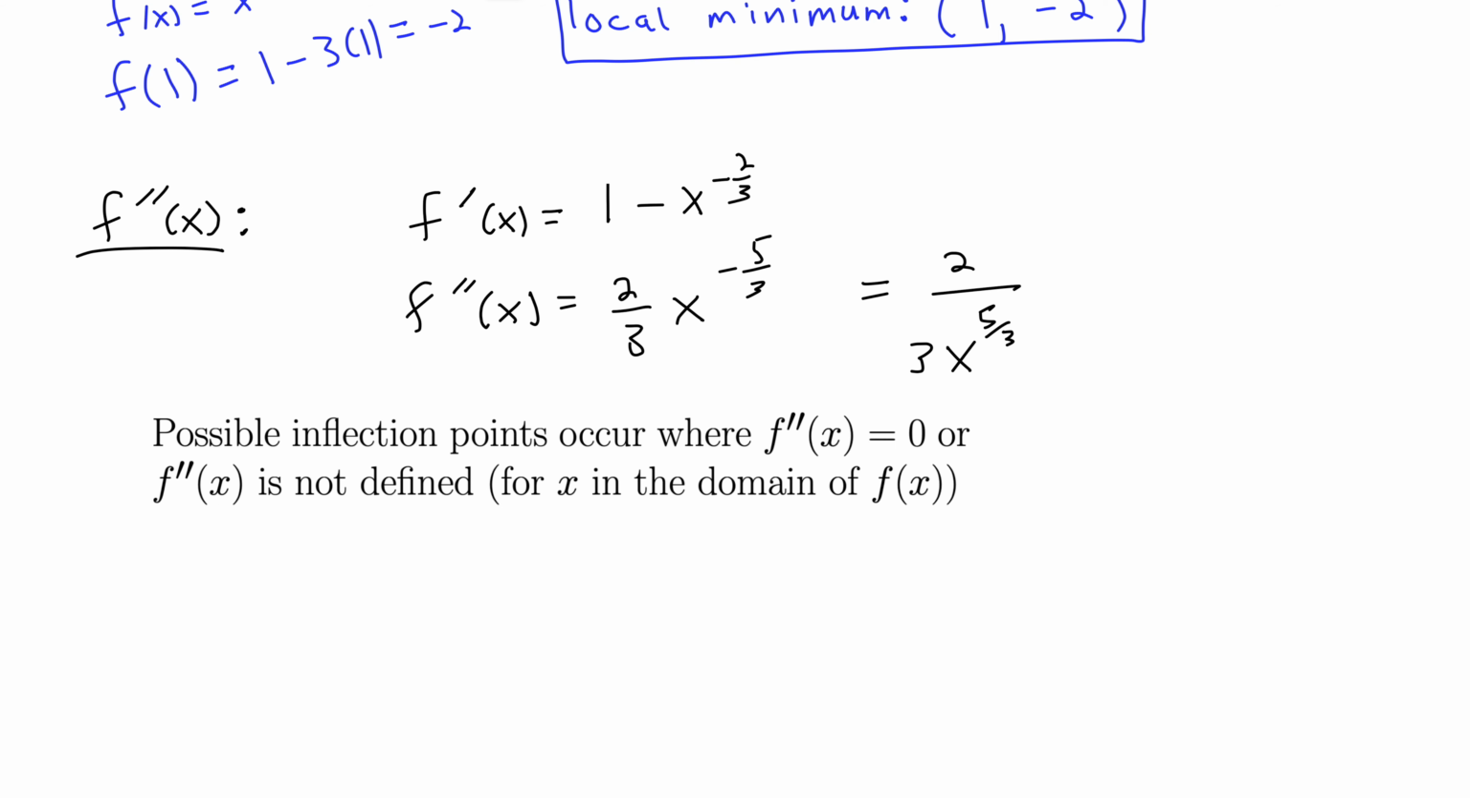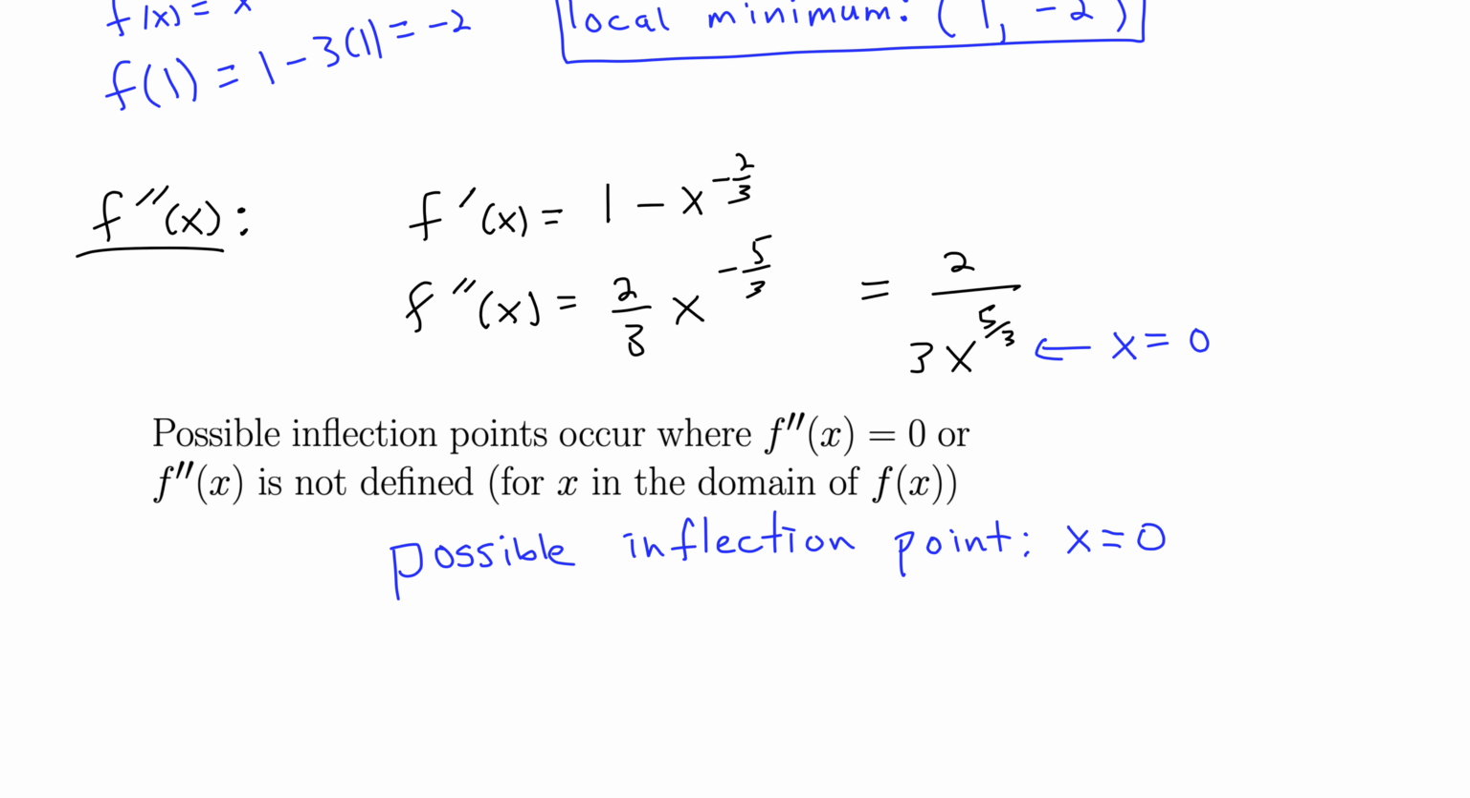Now with the second derivative, we're looking for possible inflection points, and those occur wherever the second derivative is either 0 or not defined. So here we can see this function is not defined at x equals 0. X equals 0 gives us a 0 in the denominator, so the function is not defined. So that's our only possible inflection point. And I say possible inflection point because it's only an inflection point if the concavity changes from one side to the other at that point.